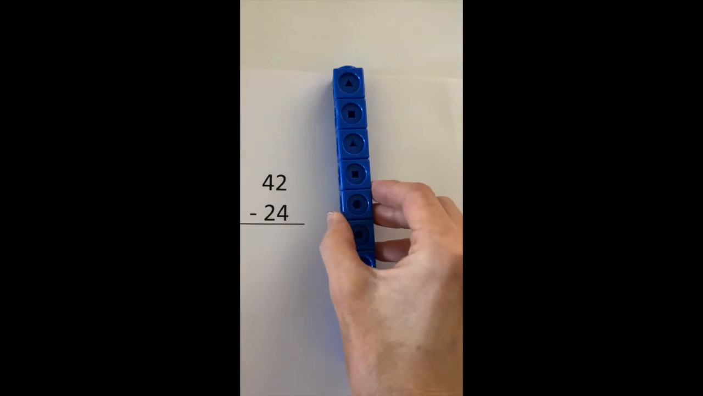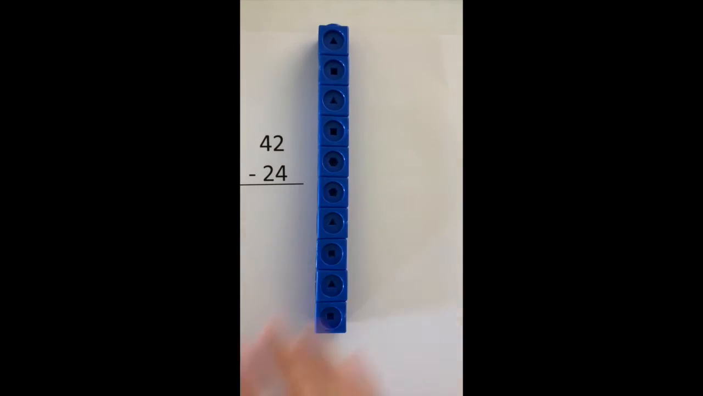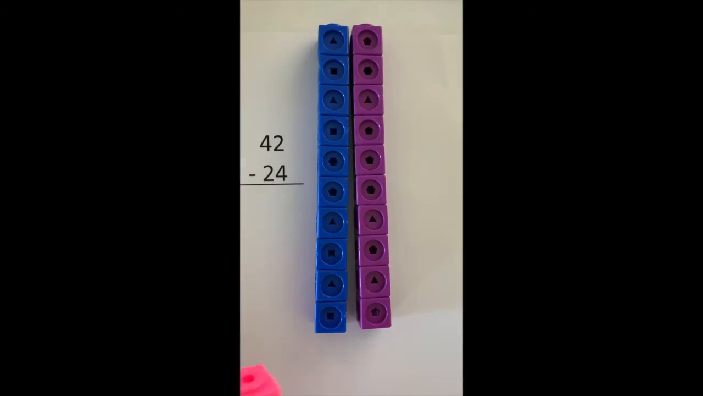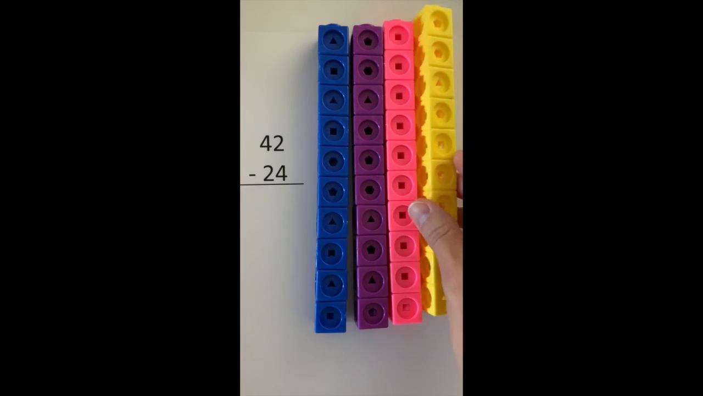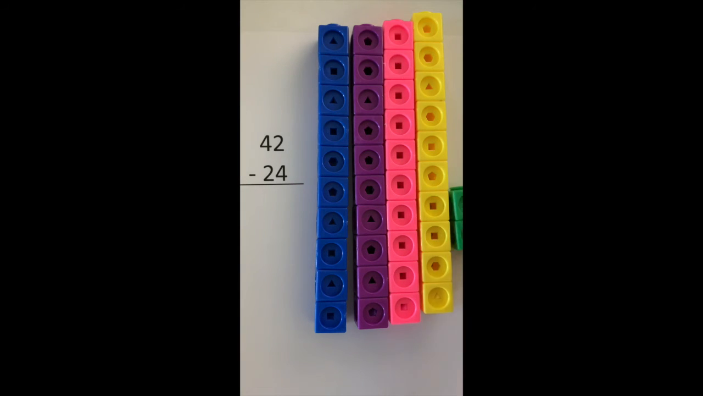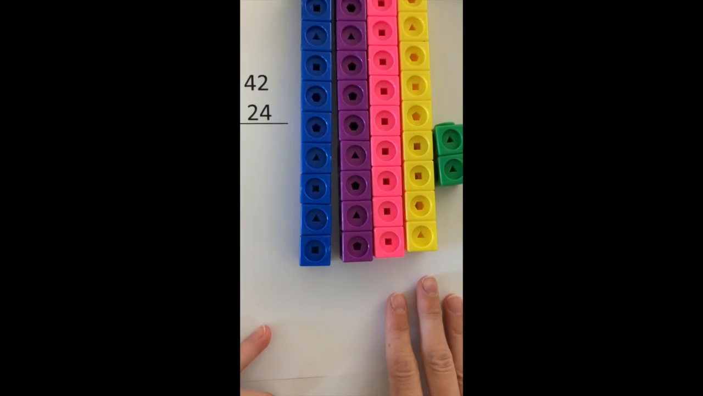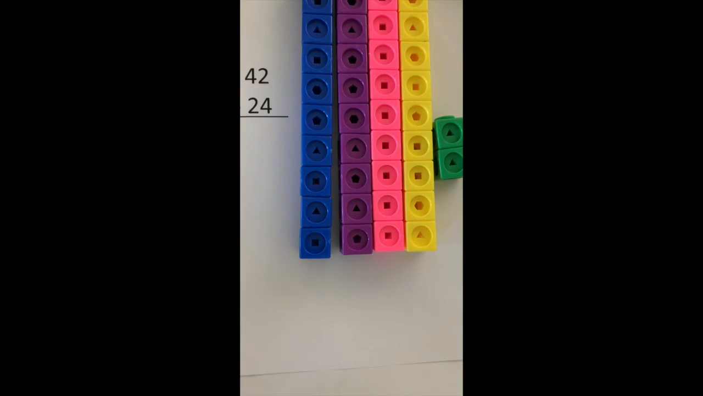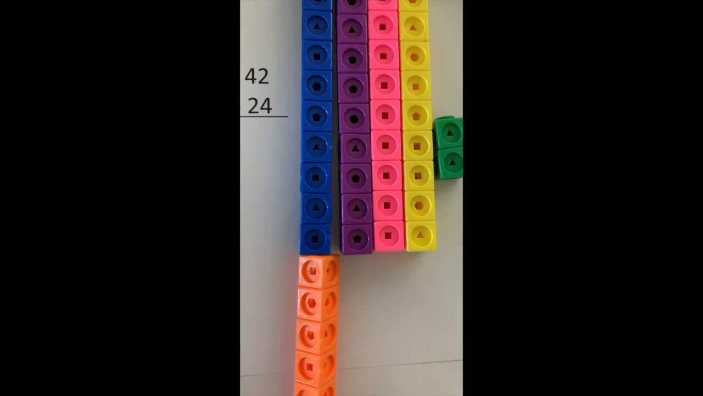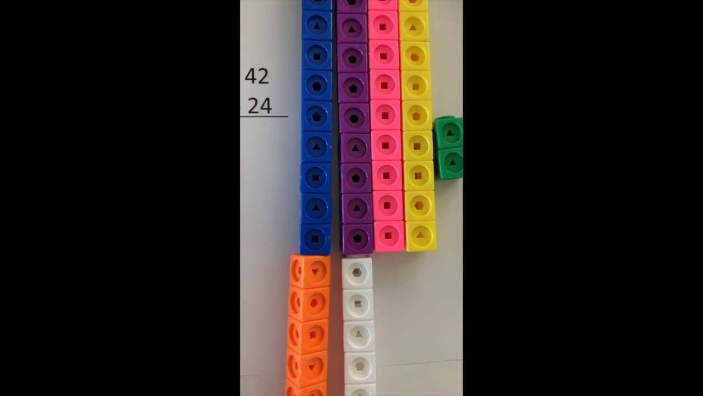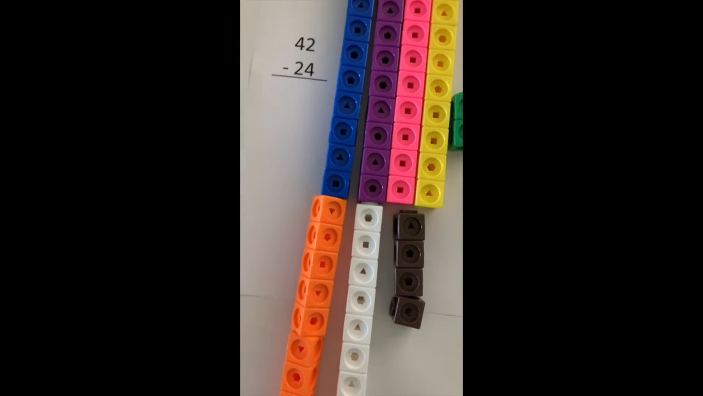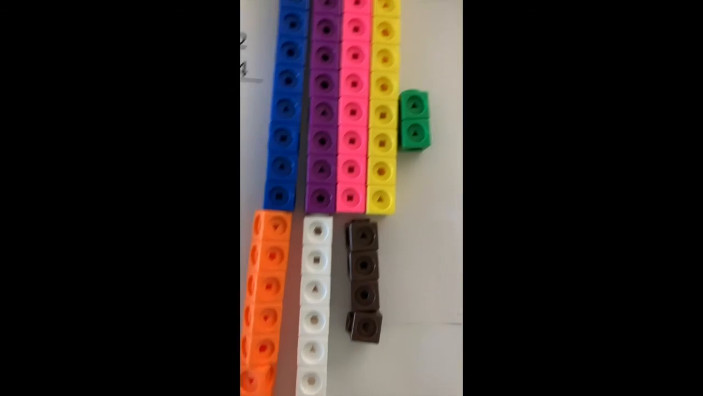42 take away 24. Well, I have to put down my blocks: 10, 20, 30, 40, 41, 42. And then I have to create my 24. I have 10, 20, and then I have 24. They're all here.